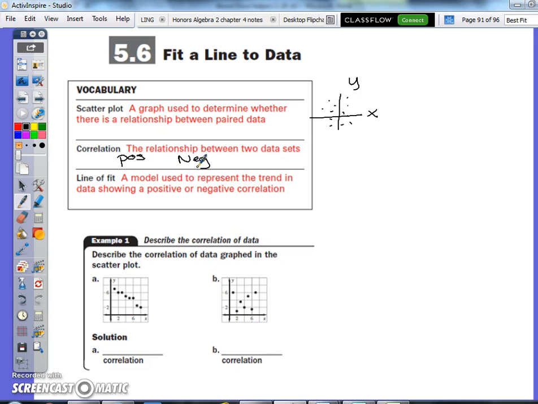And line of fit, I like to put line of best fit, is a model used to represent a trend in the data showing a positive or negative correlation. So if we look at example A, you can see that these points kind of go down in a line like this. You could kind of have a line of best fit. So they would have a negative slope, so it would be a negative correlation. Over here in example B, the points don't really come up with a true line of best fit, so this one would have no correlation at all.